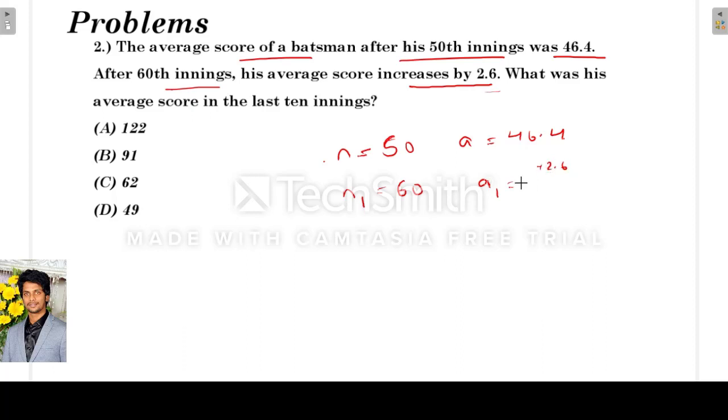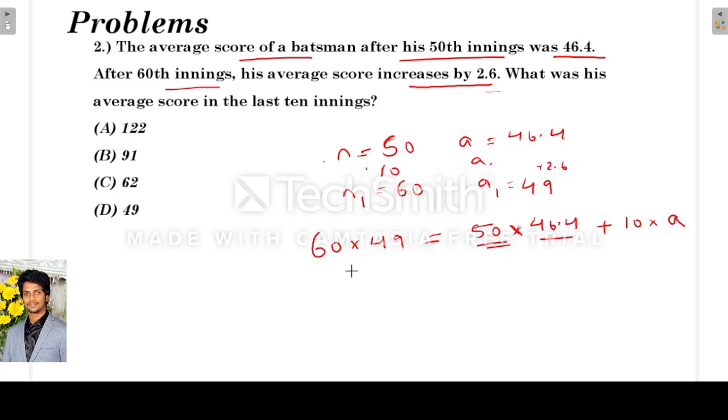So it is 49, right? They are asking what is the average score in the last 10 innings. So let's say in his last 10 innings, the average score is A. Now the total number of innings 60 into average 49 is equal to the total number of runs in the first 50 innings, which is average into number of innings, plus total runs in the last 10 innings. So number of innings 10 into the average which we need to find, A.